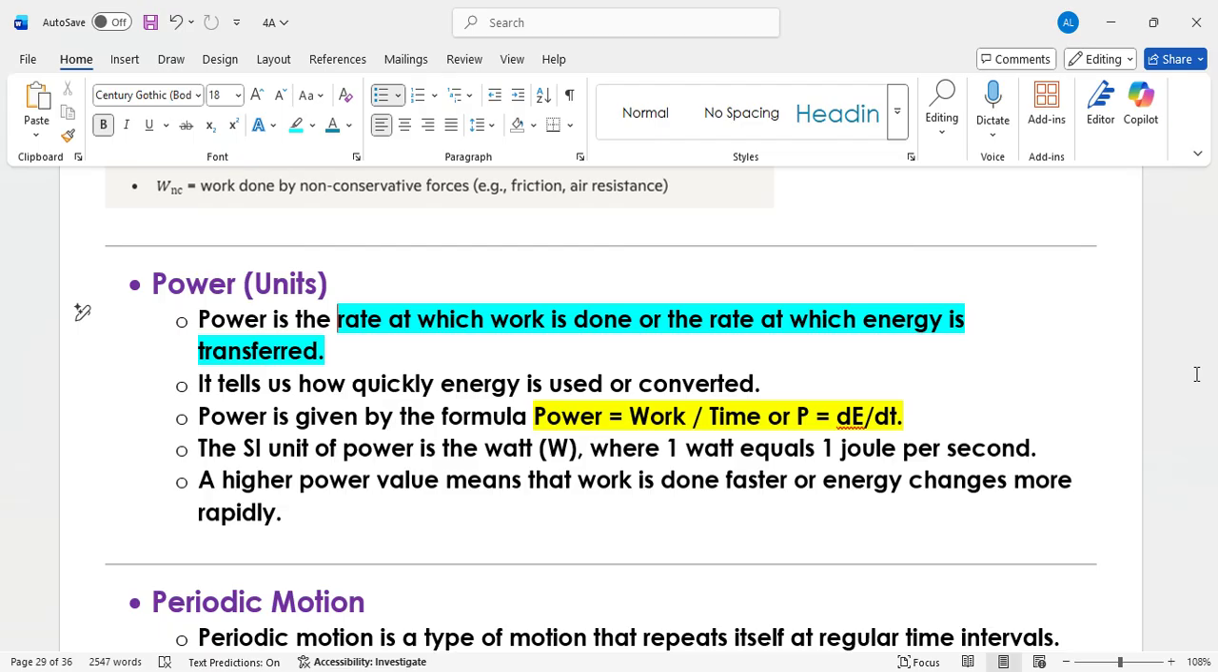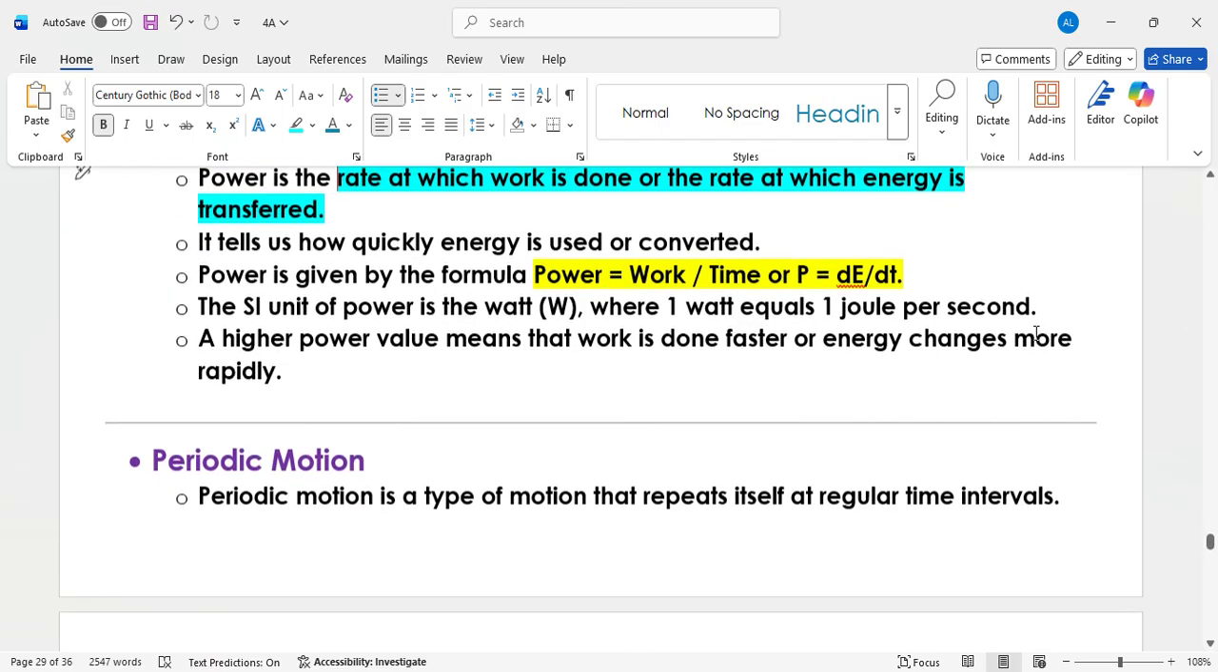SI unit of power is watt. 1 watt equals 1 joule per second, right? A higher power value means that the work is done faster or energy changes more rapidly.